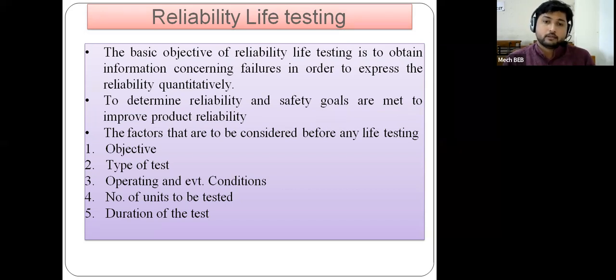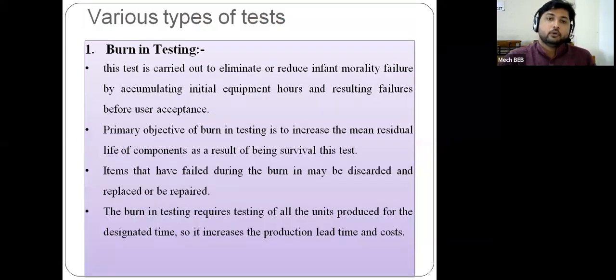Then you need to understand the different operating conditions and environmental conditions for that particular product, and those conditions need to be provided to the product. Also, how many units you are going to test, and the duration of the test time, meaning the time period for which you are going to test that product. These factors need to be considered while doing any reliability life testing. There are various tests. The first one is the burn-in test.